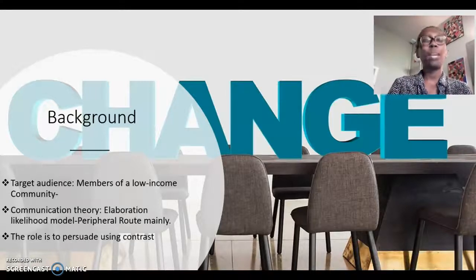And one may ask, why for such an important topic we are using the peripheral route instead of using the central route? Well, for one, our members of the audience may not be interested in making any dietary changes, so it's basically to appeal to their emotions and to kind of sensitize them to the topic. And so we're going to be using the skill of contrasting to kind of give them an idea what can happen if they don't change their diet. So let's begin.